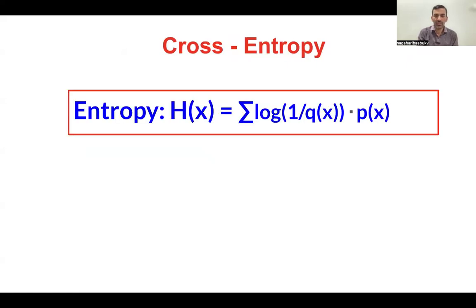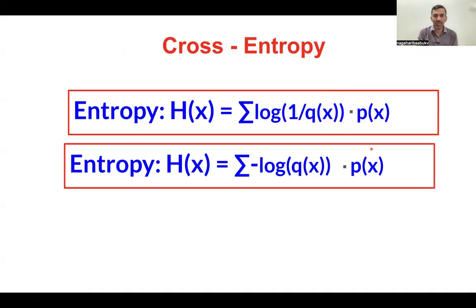Now in deep learning, we use cross entropy. It is the same as entropy, but the only difference in the formula is P of x and Q of x. Both refer to different probability distributions. We will see what two different probability distributions are. And the formula is going to be the same, minus log Q of x into P of x.